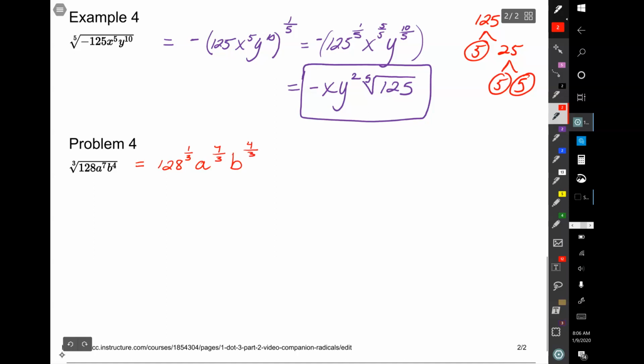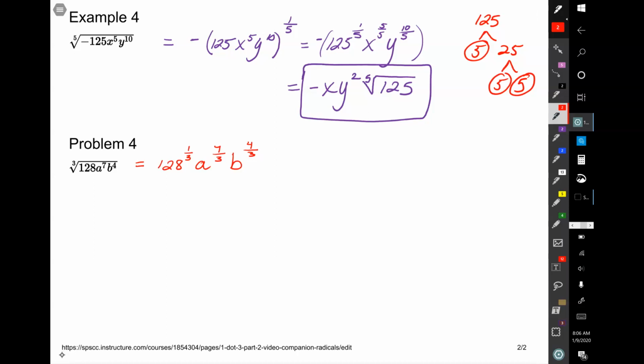So I just took the whole thing like I did before, raised that whole radicand to the 3rd power, and then applied my product to power rule. So I didn't write out all those details. And now we have some things to work with. We have 128 to the 3rd power.